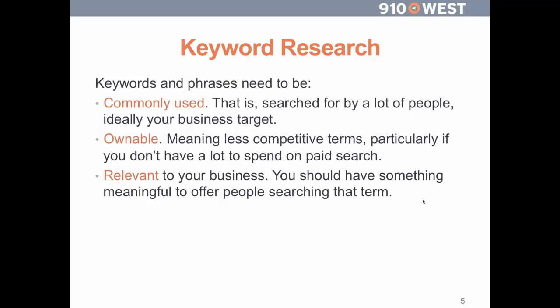Number two, ownable, which means less competitive. You don't want to spend a lot on paid search, and when you turn paid search off, you're going to lose that traffic. So if you are chasing after organic listings, then ownable and less competitive terms are what you're looking for. And last but not least, relevant to your business.